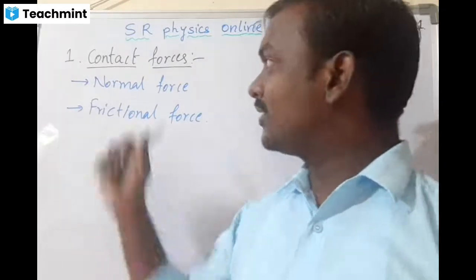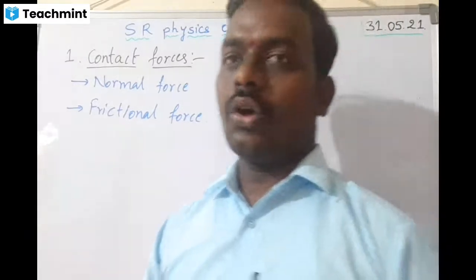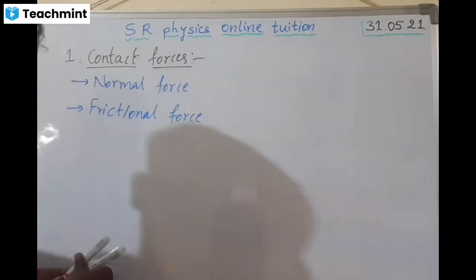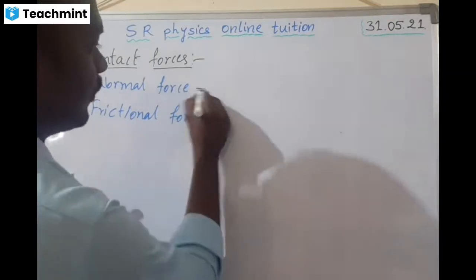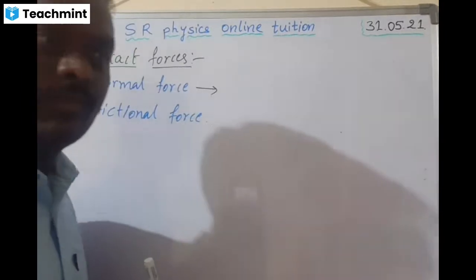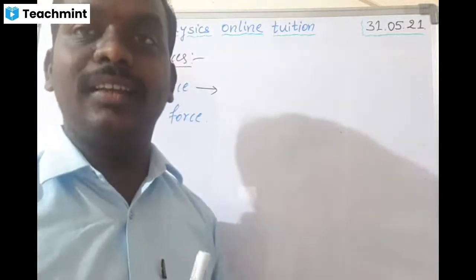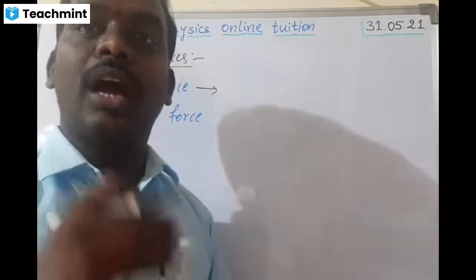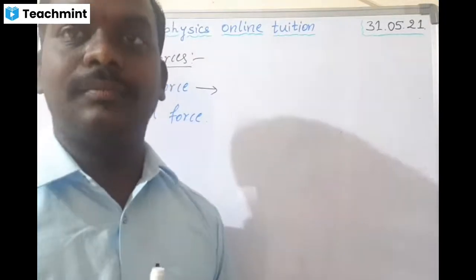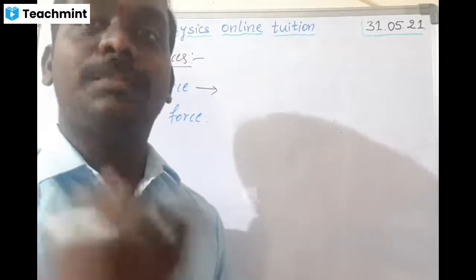Now let us see what is normal force and what is frictional force, and then after, we'll enter into the non-contact forces. So to study this normal force, the two objects whichever we are going to consider must be perpendicular to each other. That means the surfaces in contact should exist perpendicularly. Then only it is possible.